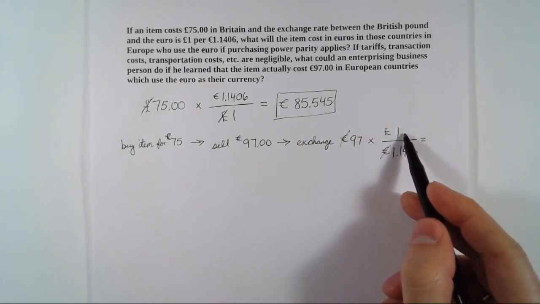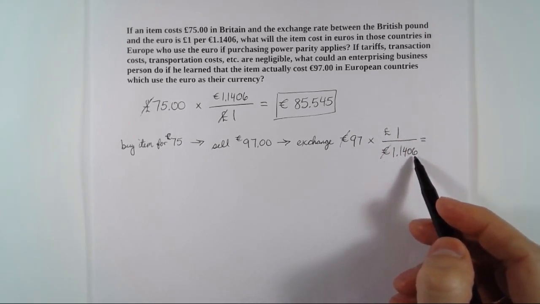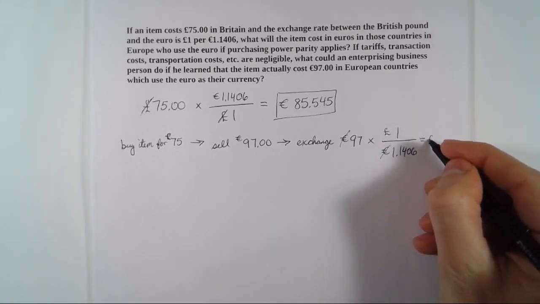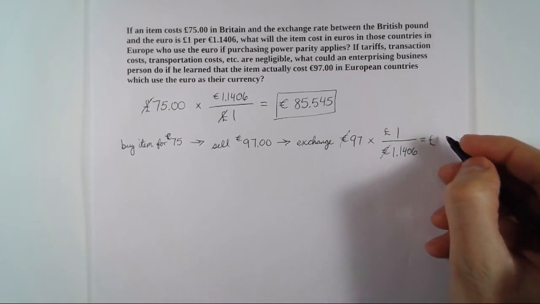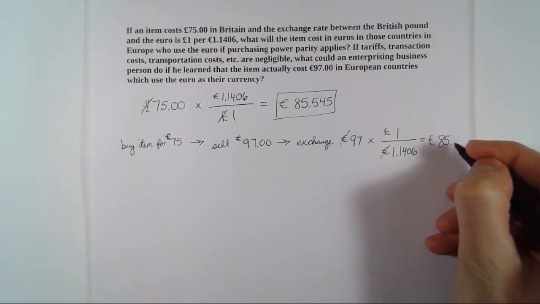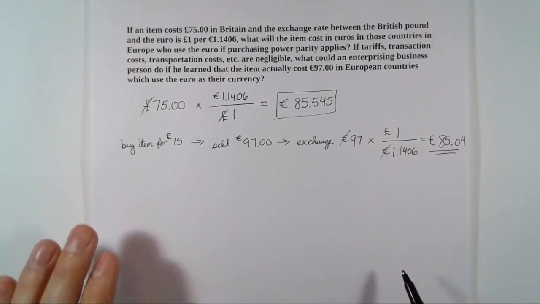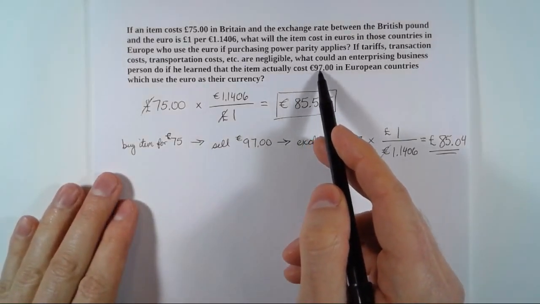You'd multiply through the numerators, so that would get you 97 in the numerator, and then you divide that by 1.1406. If you work that out, you should get the number of pounds that you'll walk away with from this deal. So at this point, you should pause the video and find out how many pounds you're going to get. Okay, so if you pause the video and work that out, what you should wind up with is 85.04 British pounds.